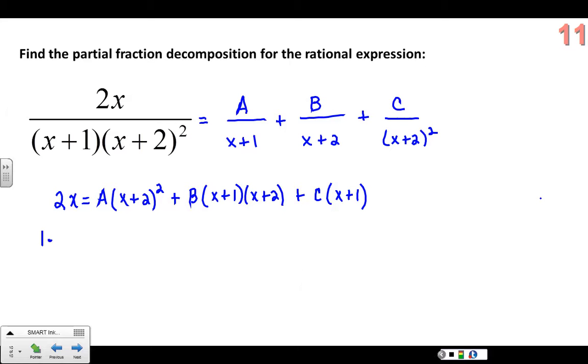So the first thing I'm going to do, just like we've done in the previous examples, I'm going to let x equal negative 1 just to see what happens. So if I let x be negative 1, on the left side that's going to give me 2 times negative 1, which is negative 2. If we put negative 1 into this equation, that's going to give me 1 squared, which is just 1a. Negative 1 would give me a 0 in this term and a 0 in this term. So those two terms, b and c, dropped out. So we were able to find a. A is negative 2.